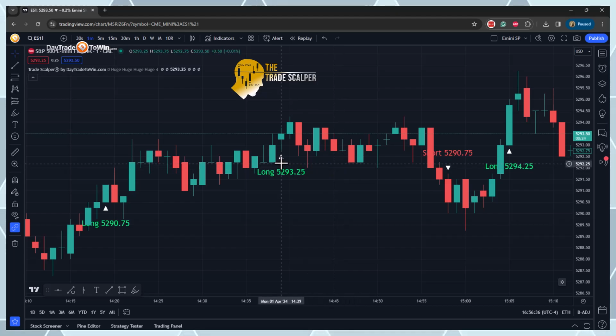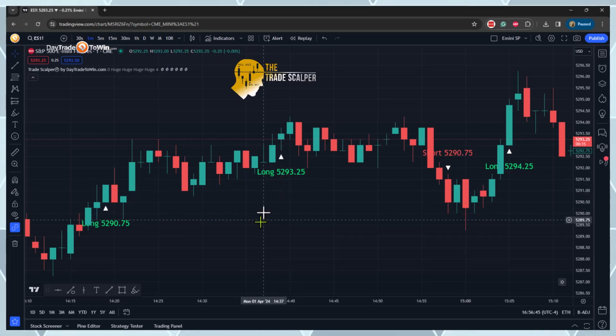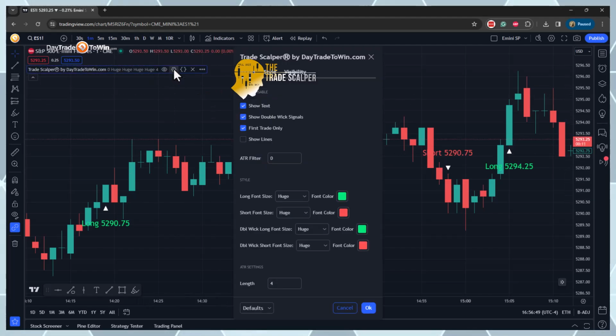Now, in addition, we have here these arrows that are telling us on the specific candle where you should be entering long or entering short. So these little white triangles. Now if you look here at the back end of the software, you're going to see here that there are a few options for colors to show the double wick, to show the text, increase the size of the font and the color. So there's a lot of things.